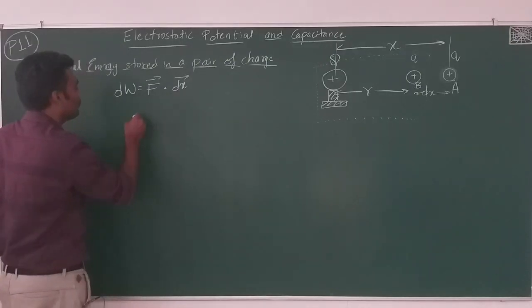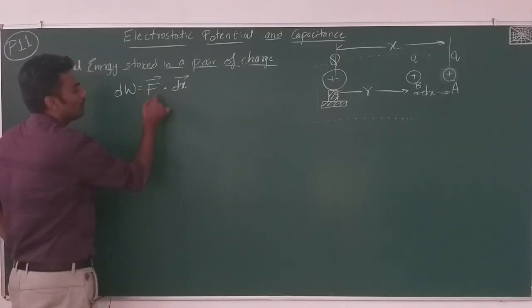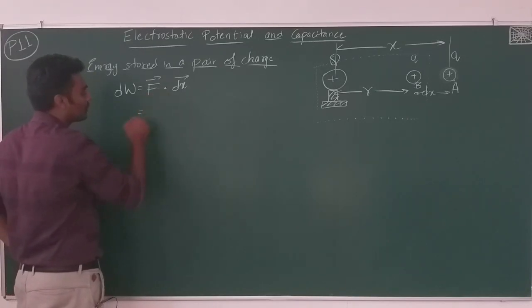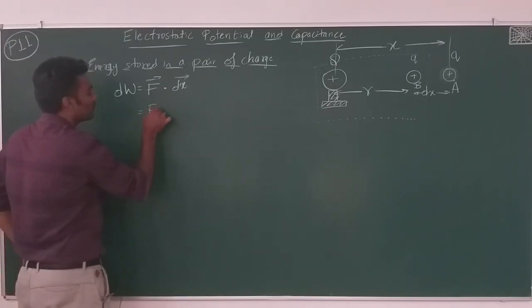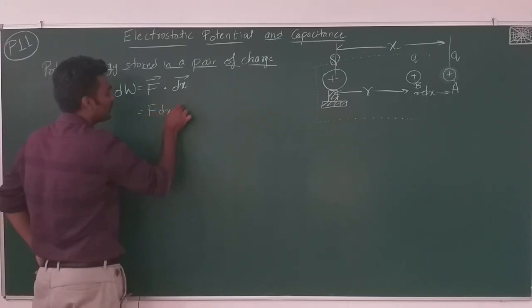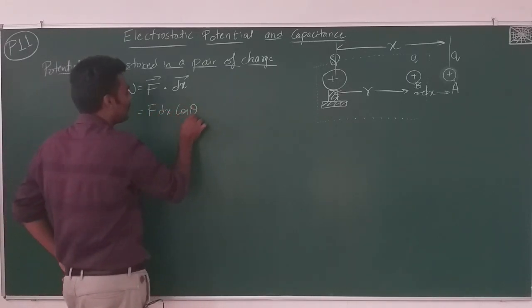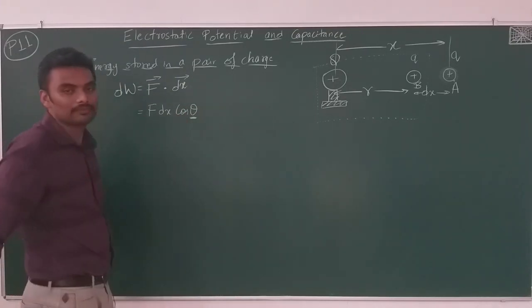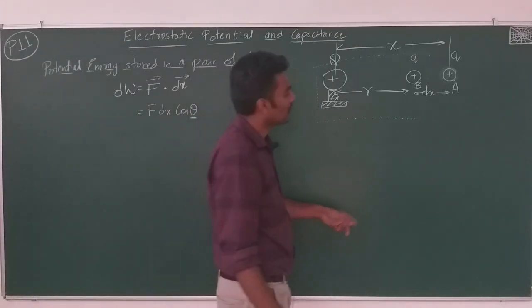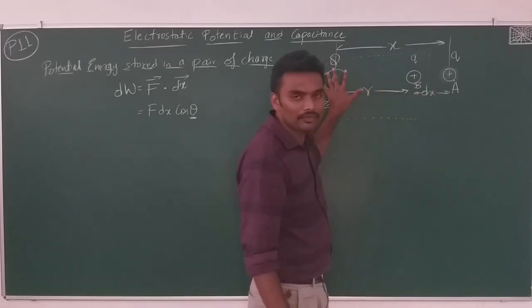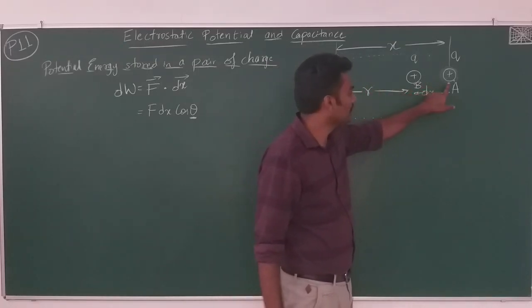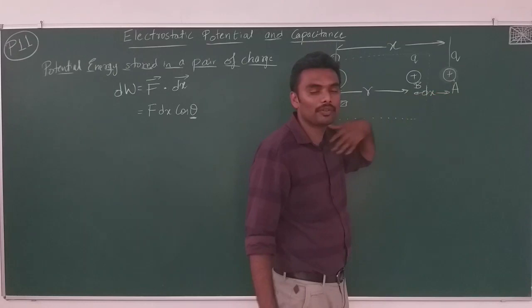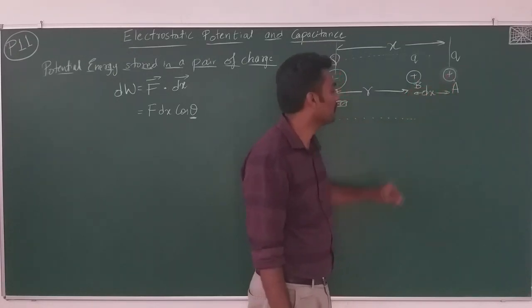Before we move further, as far as the deduction is concerned, from vector to scalar form, this is going to be f dx cos theta. What is cos theta? Theta is the angle between f and dx. Look at this situation. This is the fixed one, no need to worry about this. This is the charge we are concerned about because we are doing the work on this charge. Keep that in mind.